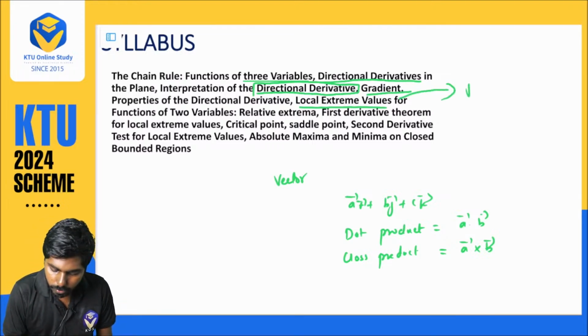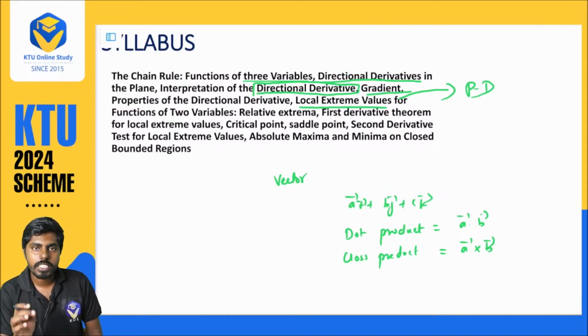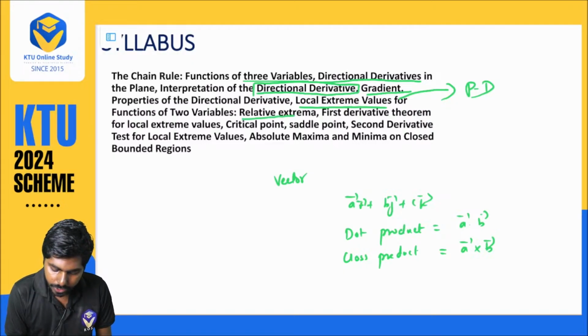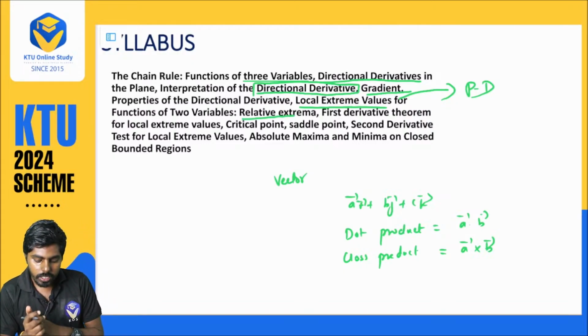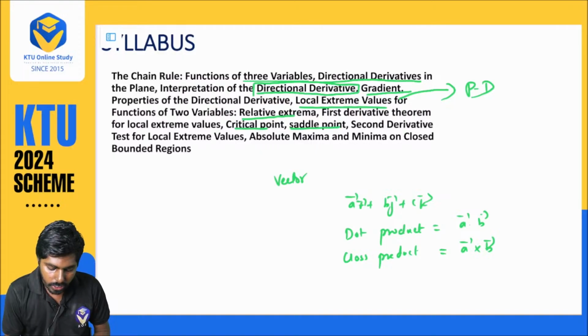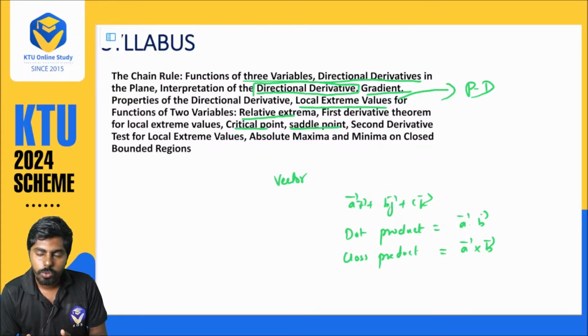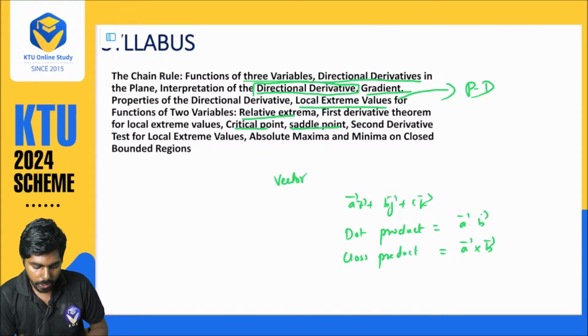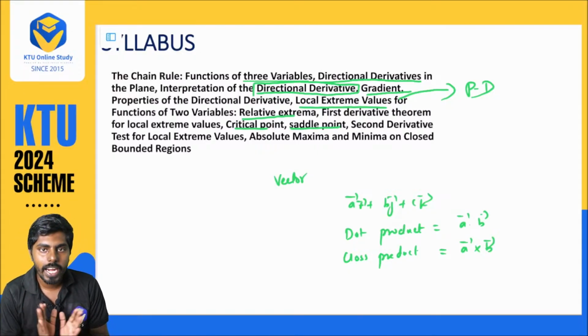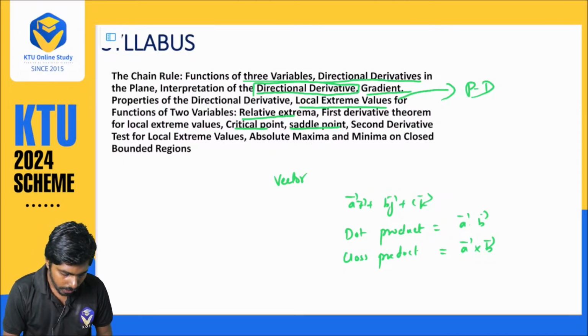This is nothing but about partial derivatives: local extreme values for a function of two variables, relative extrema, critical points, saddle points. These are entirely indicating what you want to know about partial derivatives. If you know about partial derivatives, then for this topic you want to learn the procedure. The procedure will be very simple.